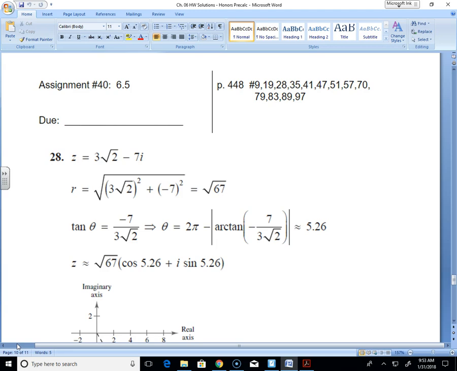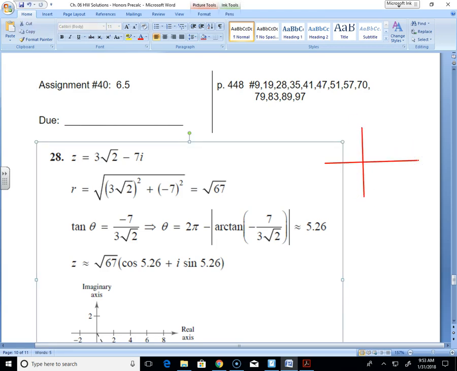Now they wrote this whole snazzy thing. That definitely should not be in any of your papers because we just said use tan inverse and then think about where it ends up and whether or not it makes sense. This one, if we were to graph it, isn't the x positive and the y negative? Doesn't that mean it's down here in this quadrant somewhere?